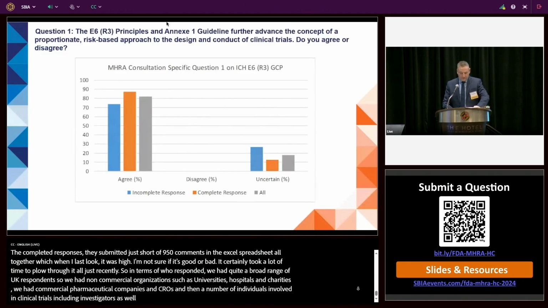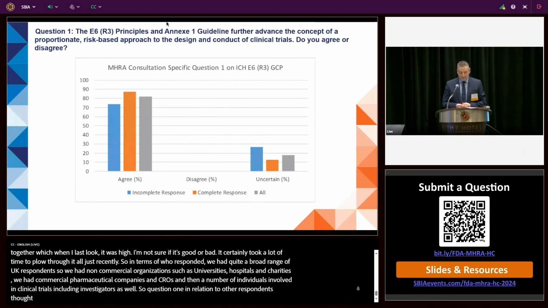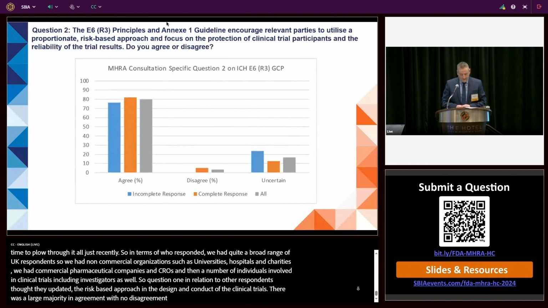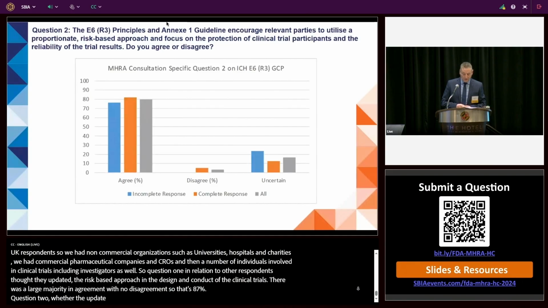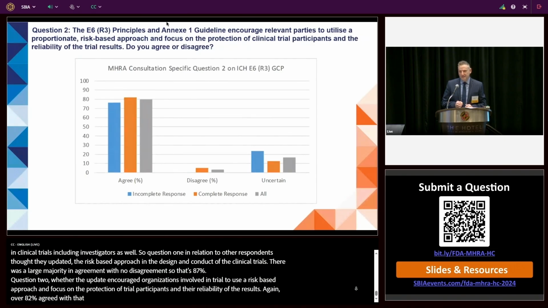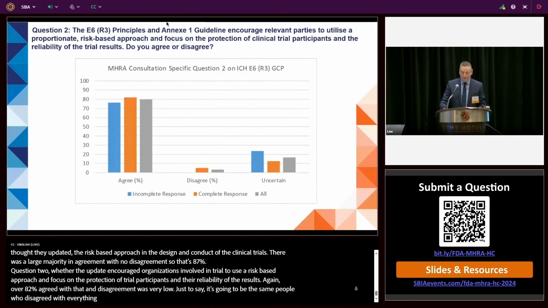So question 1, in relation to whether respondents thought that the update advanced the risk of a proportionate approach in the design and conduct of clinical trials, there was a large majority in agreement with no disagreement, so that's 87%. Question 2, whether the update encouraged organisations involved in trials to use a risk-based approach and focus on the protection of trial participants and the reliability of the results. Again, over 82% agreed with that, and disagreement was very low. Just to say that it seemed to be the same people who disagreed with everything to this, so you know who you are, I guess.